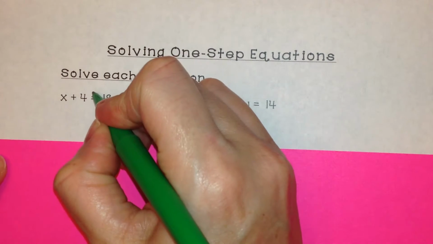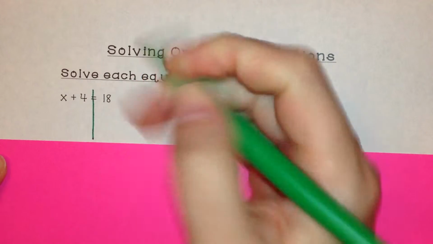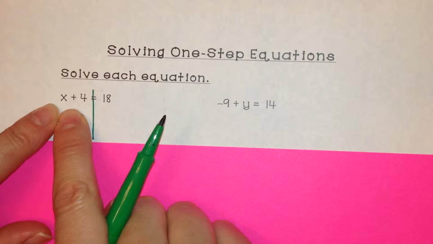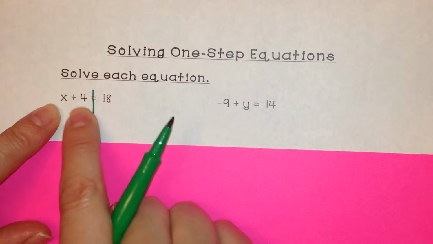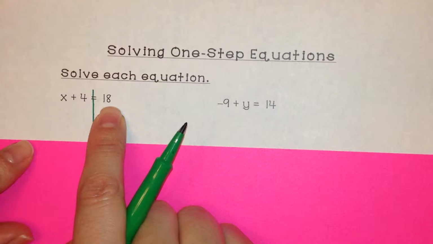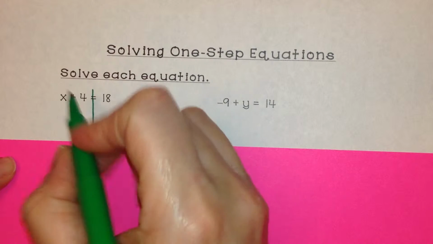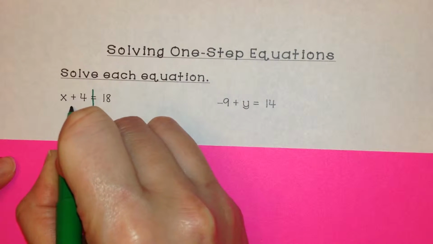I'm just going to draw a line down to the equal sign. And I have plus 4 on the same side as x. So my goal is to get rid of that plus 4 by moving it to the other side. To move something to the other side of the equal sign, you have to do the opposite operation. So opposite of plus 4 is minus 4.